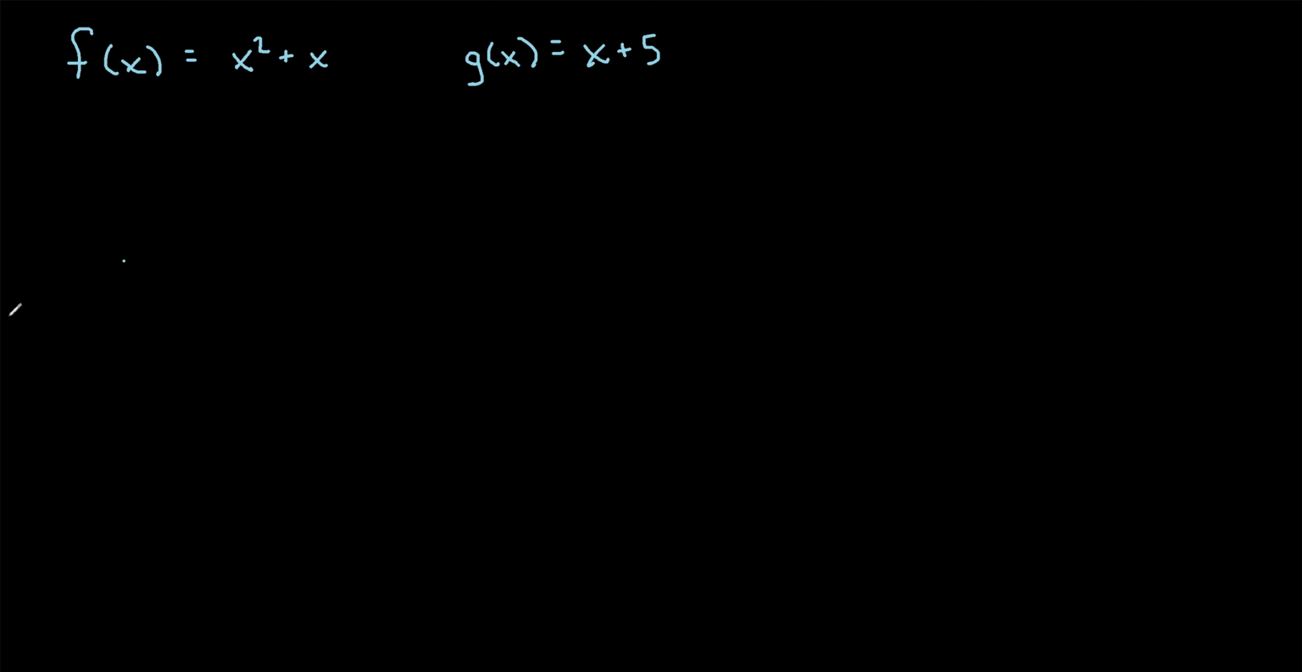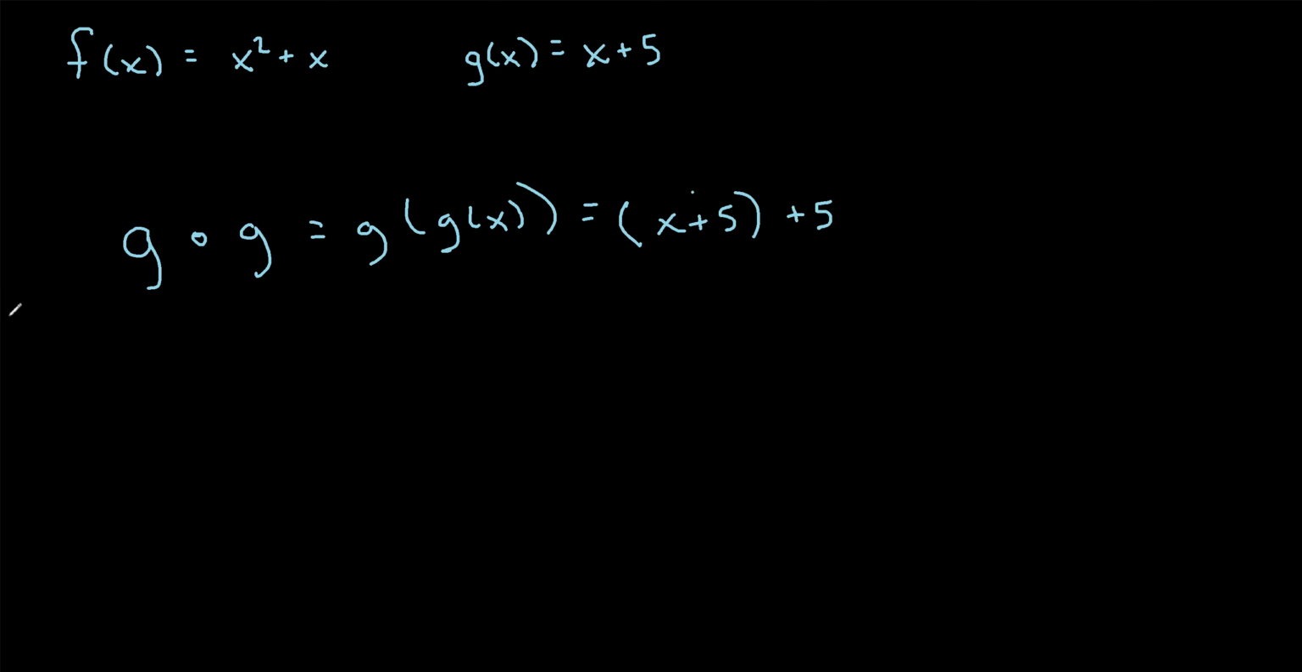Now suppose we would want to solve g of g. G of g. Well, we could rewrite that as g of g of x. And now, wherever we see an x in this g of x equation, we're going to replace it with all of g of x. So instead of writing x plus 5, we're going to write x plus 5 plus 5. And this just simplifies to x plus 10. So that's g of g.